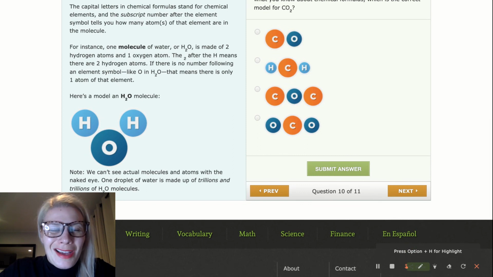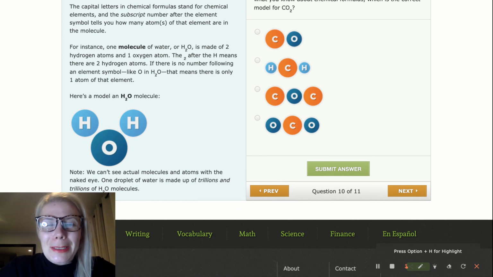Note we can't see the actual molecules and atoms with the naked eye. One droplet of water is made of trillions and trillions of H2O molecules. So keep that in mind.